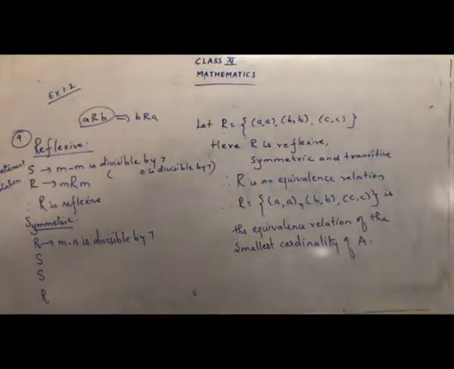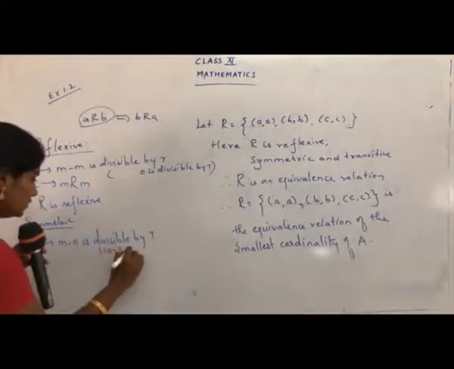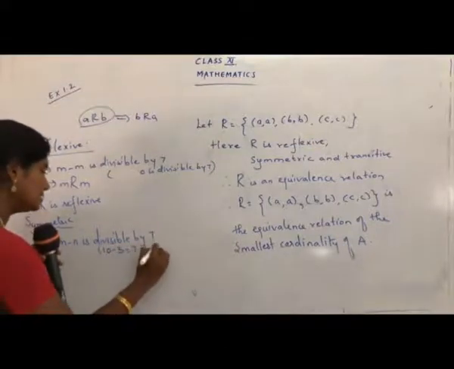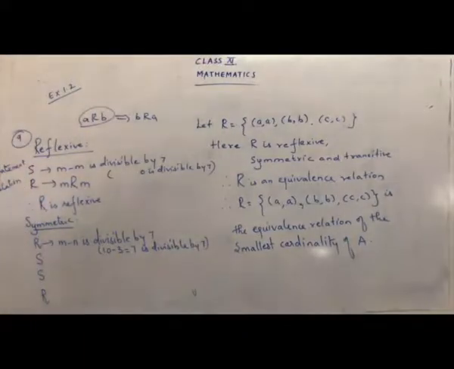I'll just give you one example for M minus N is divisible by 7. I'll take 10 and 3. So I get 10 minus 3 is equal to 7, which is divisible by 7. Is it clear, children? I have taken M as 10 and N as 3. So M minus N is divisible by 7, that is 10 minus 3 is equal to 7, divisible by 7. Done. So what will be the statement?